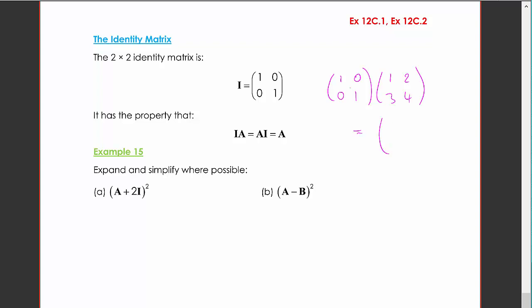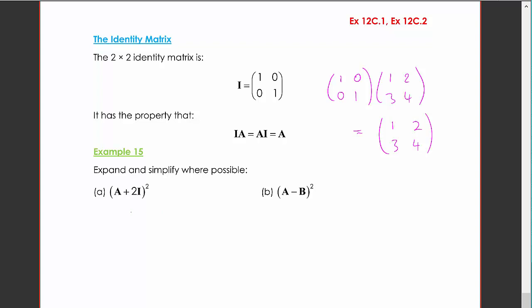Now, top times left will give me 1 add 0. Top times right will give me 2 add 0. Bottom times left will give me 0 add 3. And bottom times right will give me 0 add 4. So we can see that works.